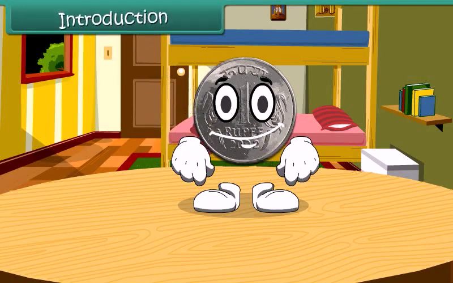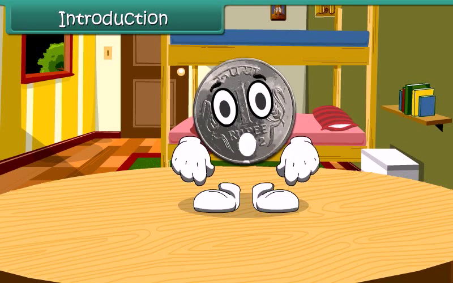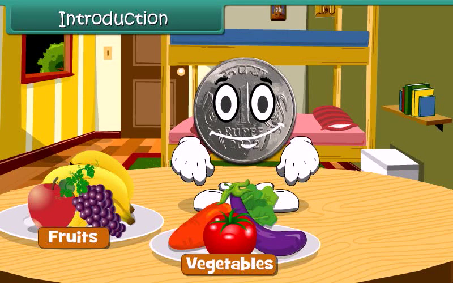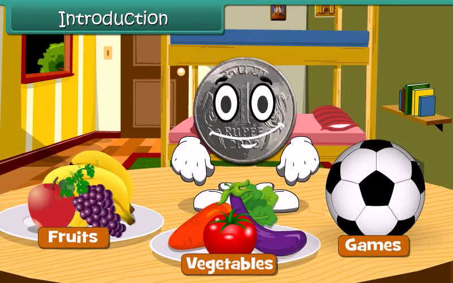Introduction. Hello children, do you know me? Yes, I am 1 rupee coin. When you go to market, you spend me to buy fruits, vegetables, or any of your favorite games. Let's learn more about money today.